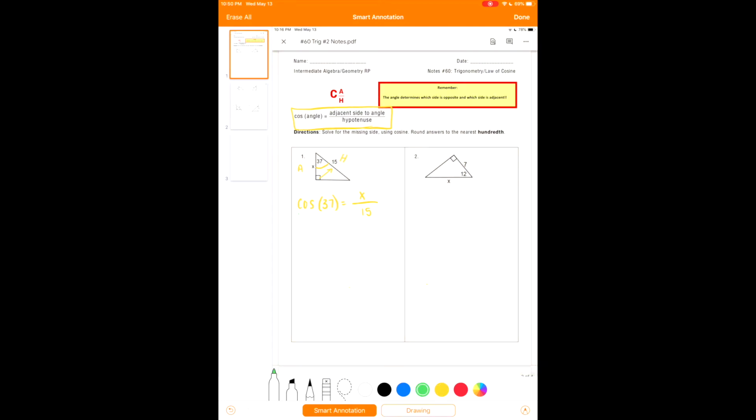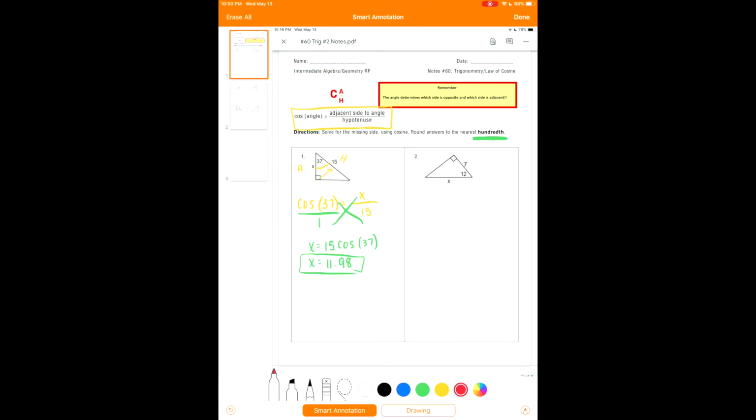From there, I'm going to solve. So the way we solve these is by cross multiplying. So I'm going to set cosine 37 over 1, and I'm going to cross multiply. X times 1 is x, and then I have cosine 37 times 15, which you're going to plug into your calculator. Unfortunately, if I try to use the calculator, it stops the video from recording, so I worked these out beforehand. And when I plugged that into the calculator, I got 11.98. Remember that you're rounding to the nearest hundredth, so that's 2 decimal places.